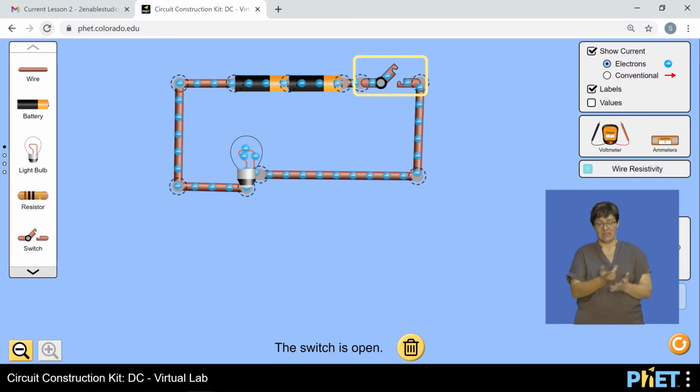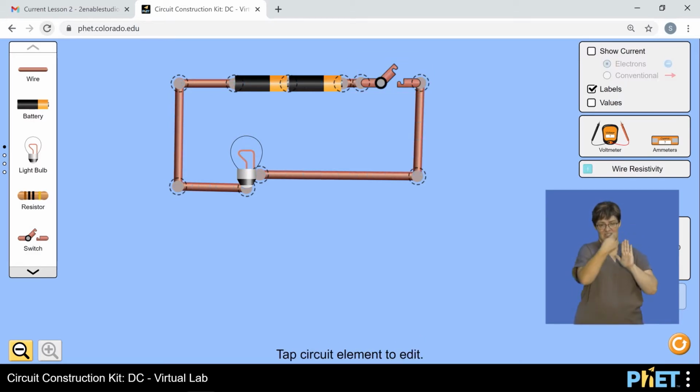So this is how we set up a simple circuit, right? So all these components that we have listed, your battery, your switch, your conducting wires, your light bulb, are the basic components that you need to set up a simple electric circuit, right?